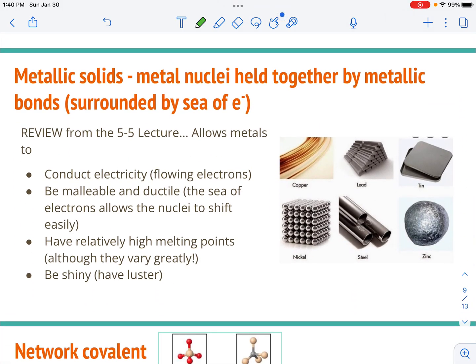Metallic solids, this is review from the 5.5 lecture. Remember that sea of electrons around all the metal nuclei allows them to conduct electricity. Pretty much, metals are already flowing electrons, so putting one more in and having it push all the way through or be drawn through is really nothing new for them.